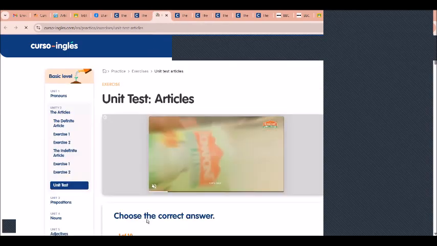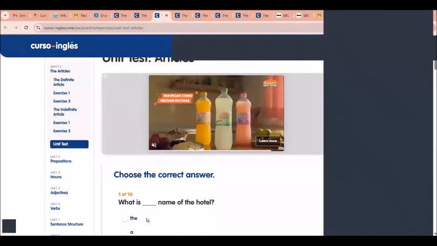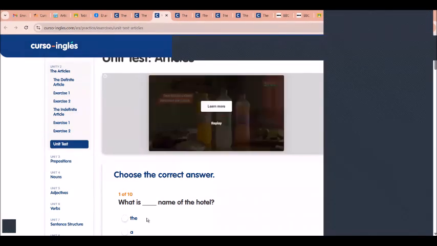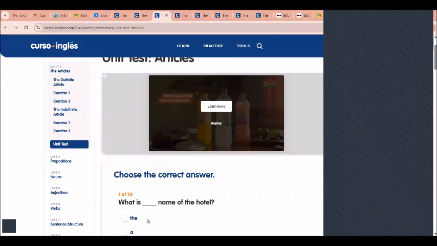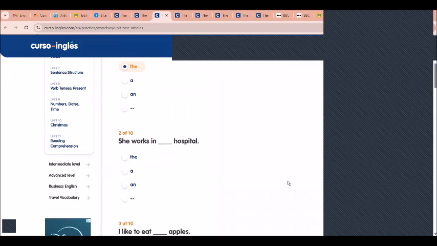Now, what if both are involved? Oof. How do we choose? Well, let's look. Is it specific? Is it singular? Is it plural? Karen. Yes. What is the name of the hotel? Exactly. We're looking for specific information. Good. Obed, number 2.